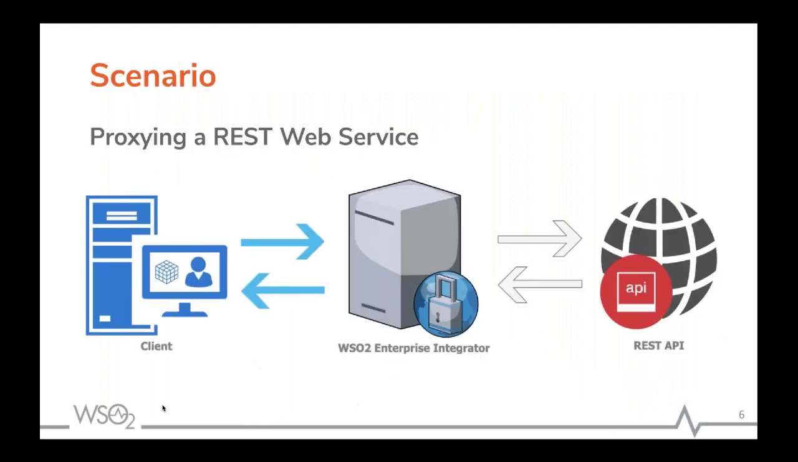The scenario is like this. We have a REST web service, and we are going to use the Enterprise Integrator or the Micro Integrator as a proxy to access that particular endpoint. Okay, so we hope that you are clear with the scenario. It is a very simple one. So let us start implementing this scenario.